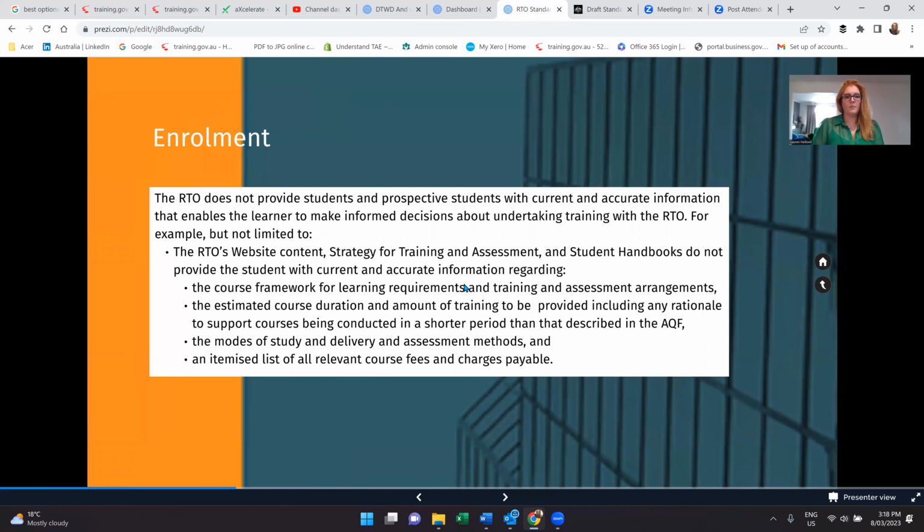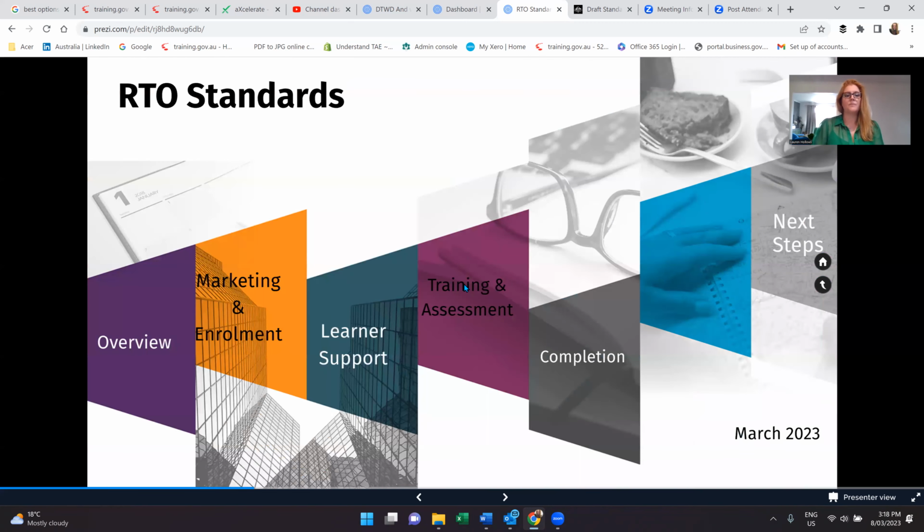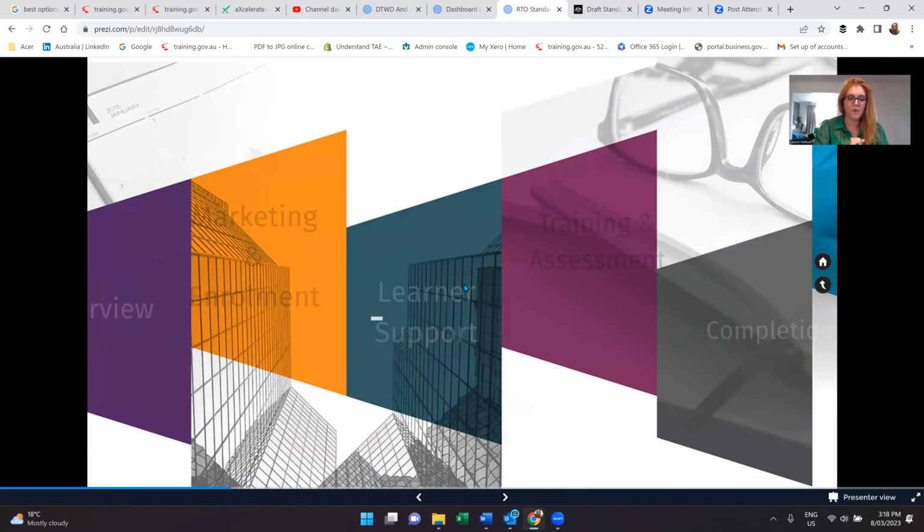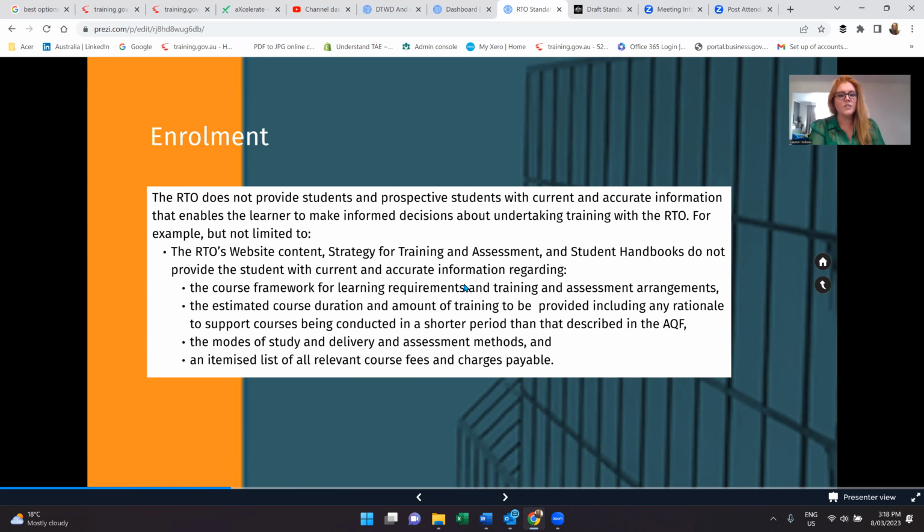Okay, all right, we'll keep going. Enrollment. So the RTO did not provide students and prospective students with current and accurate information. The TAS, the handbook, and the marketing did not align in relationship to course duration, amount of training, modes of study, course fees, charges payable.